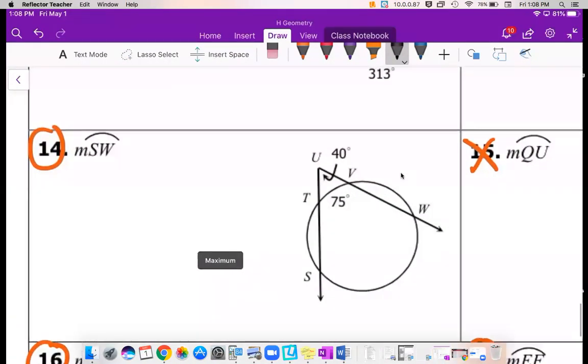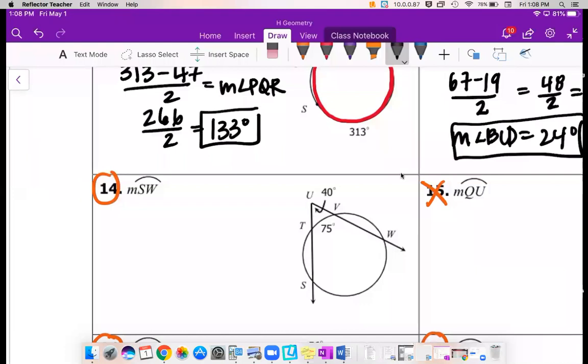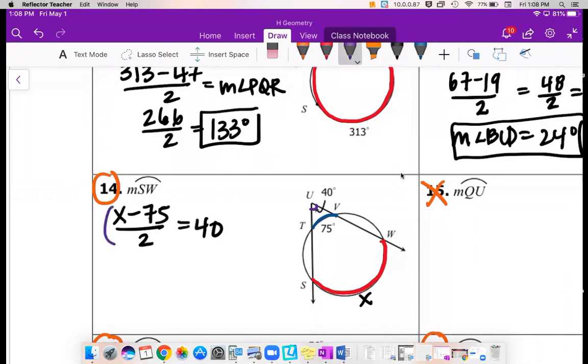Okay, 3 more. Number 14, we want to find the measure of arc SW. So this one we're going to have to set up. We have everything we need. We have the two arcs, big arc, the small arc, and then we do have this angle. So let's just write the formula that we know. So we'll call this arc SW X. So I know if I do X minus 75 divided by 2, I get that outside angle, which is 40. So now you're just going to do some algebra and solve.